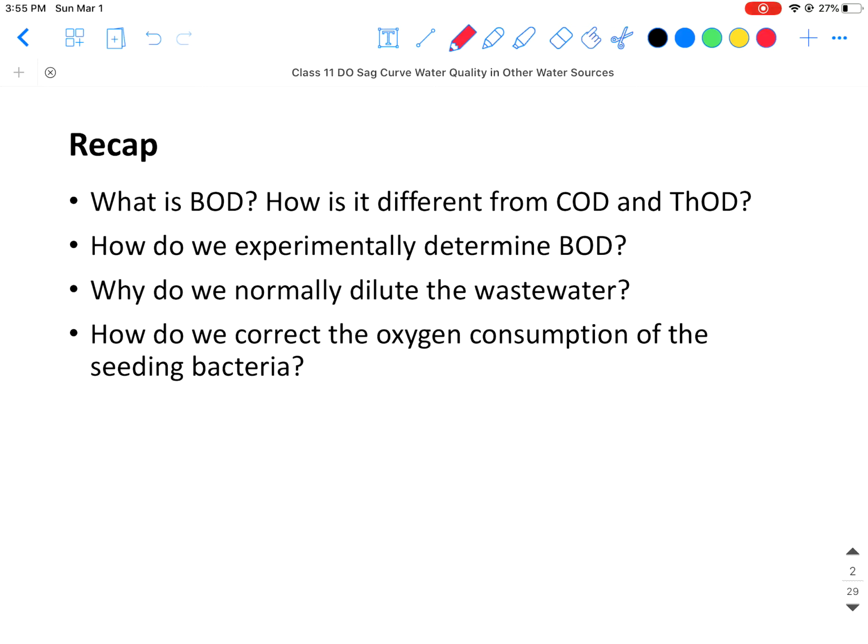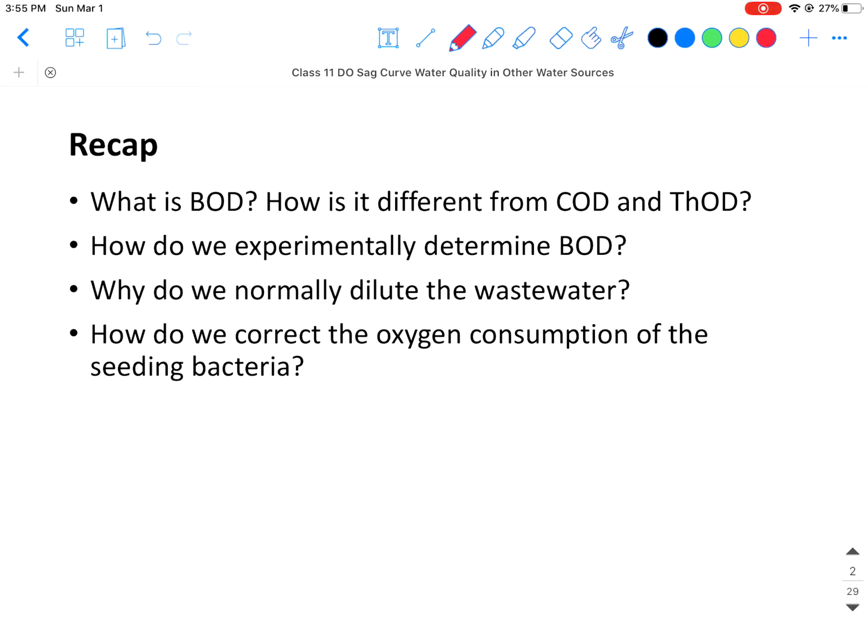Last class we learned what BOD, the biochemical oxygen demand, is, and how it is different from the COD, the chemical oxygen demand, and the theoretical oxygen demand, which is basically based on the chemical formula of these organic species, right? Also, we learned how we experimentally determine the BOD. There are several steps. Normally, we'll use the BOD bottle, and then measure the dissolved oxygen concentration after maybe 5 or 7 days.